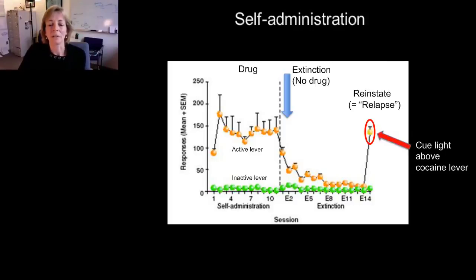And then what you can do is to give that cue light again, just a single, what we call a priming cue light. It just primes the animal to start pressing the lever again. The animal is not receiving cocaine, but it will continue to press the lever for a period of time just for the cue light. And this is the reinstatement of that behavior that was extinguished. This is our equivalent of relapse in animal models.